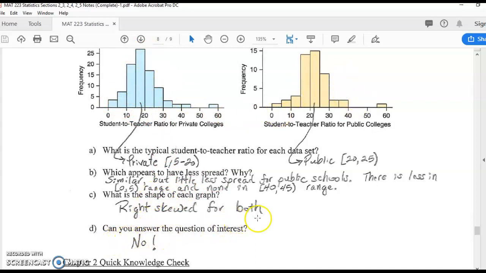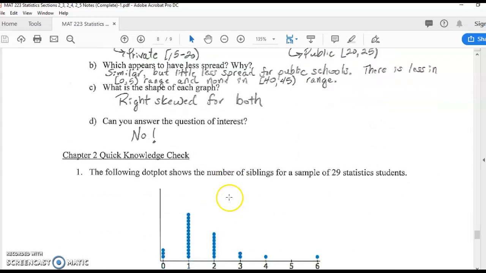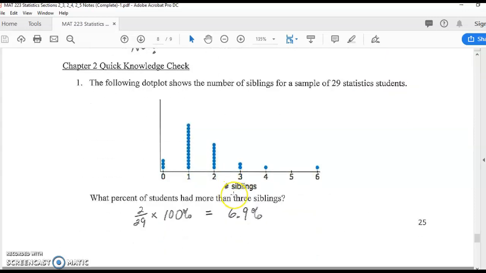So can we answer the question, which one's better based on student to teacher ratio? And I hope you would agree that no. You might see that private schools are somewhere between 15 and 20 per class, where public schools are 20 to 25. It seems like a little more, but in general, it doesn't seem like we can answer it based on student to teacher ratio. All right, quick chapter 2 knowledge check.